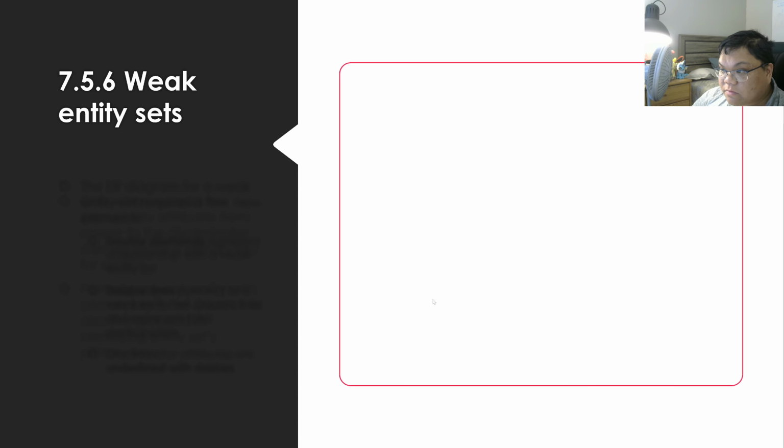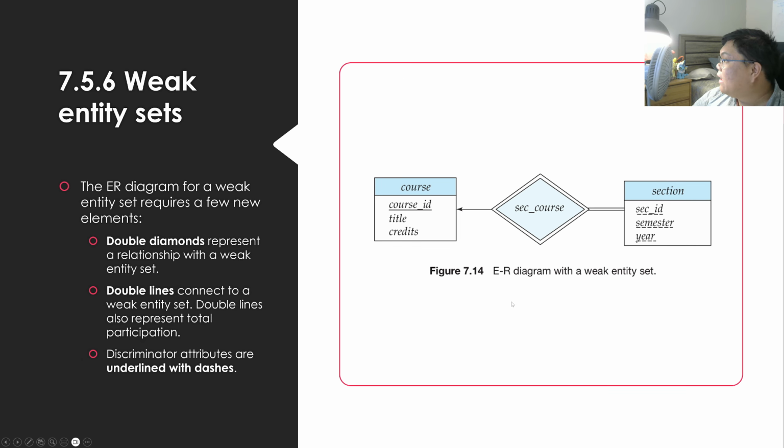So yeah, once we add the primary key attributes of course, we are able to identify or distinguish between different sections. And we represent a weak entity set using additional symbols in our ER diagram. A double diamond represents a relationship with a weak entity set. Double lines connect to a weak entity set. They also represent total participation. And discriminator attributes are underlined with dashes.